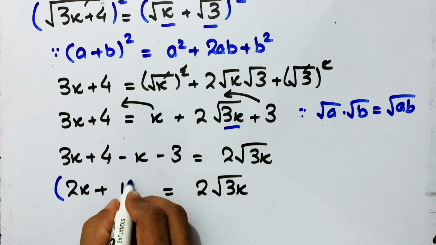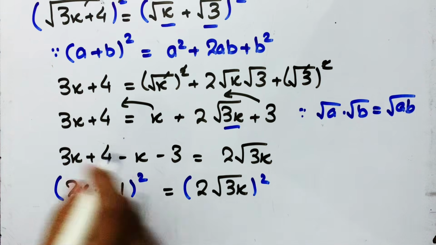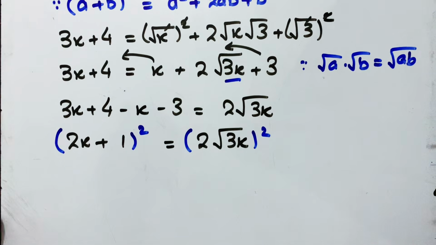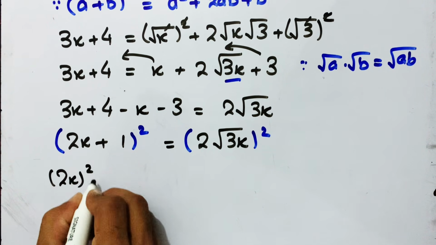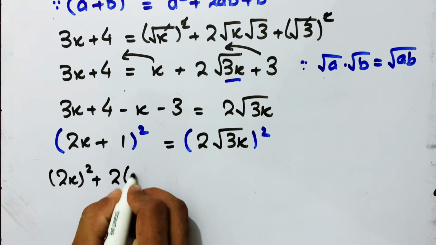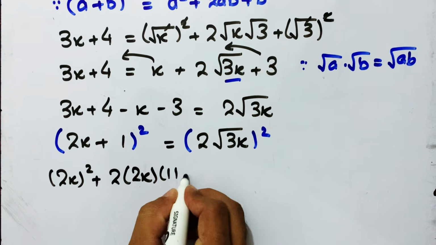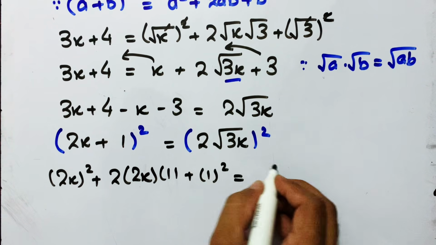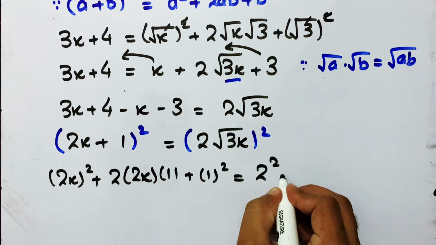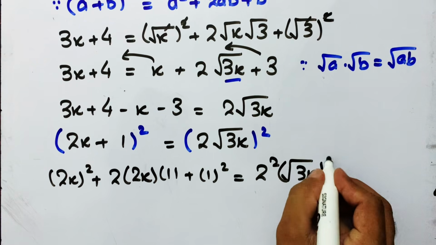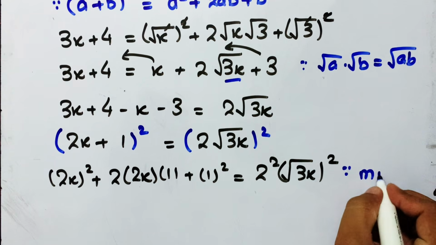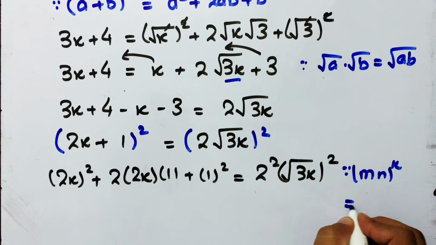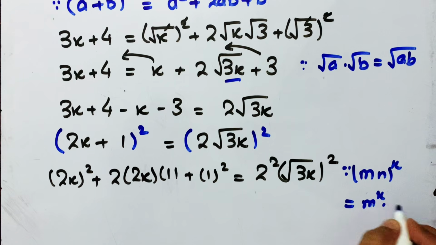So I am squaring both sides again. This is the (a plus b) square formula again, which gives a square plus 2ab plus b square: (2x) square plus 2 times 2x times 1 plus 1 square, equals 2 square times the square root of 3x square. This is the formula for when the bases are different and the power is the same, so I separate out the power with the same base.